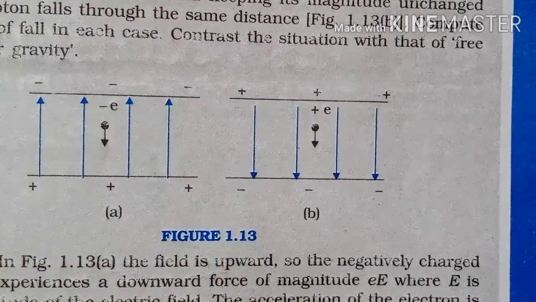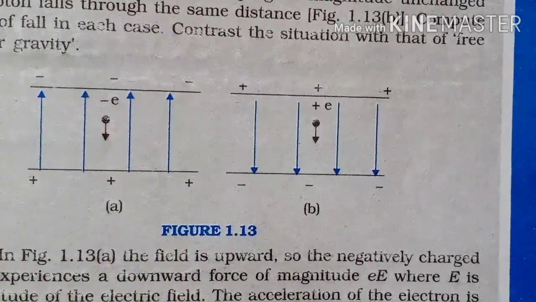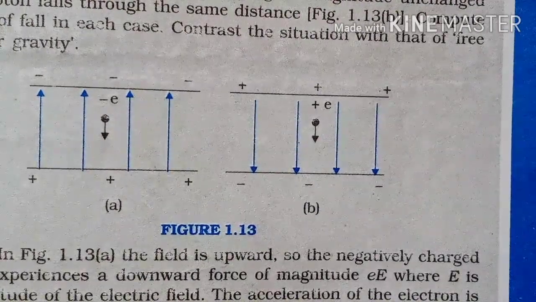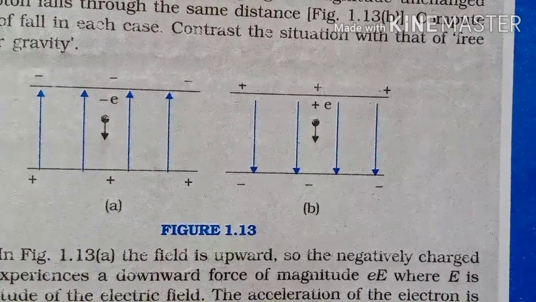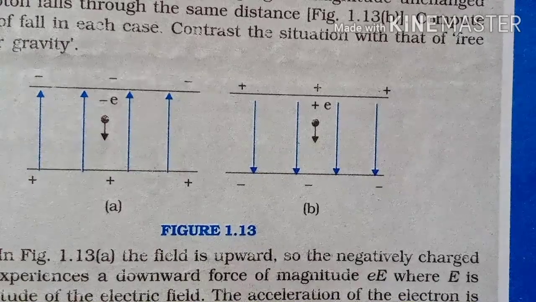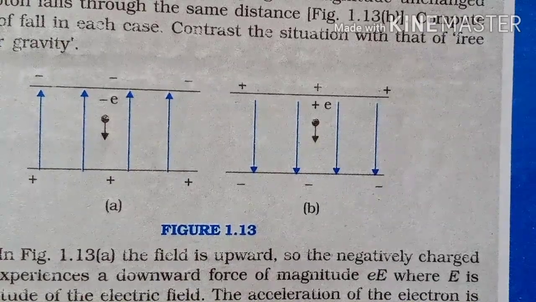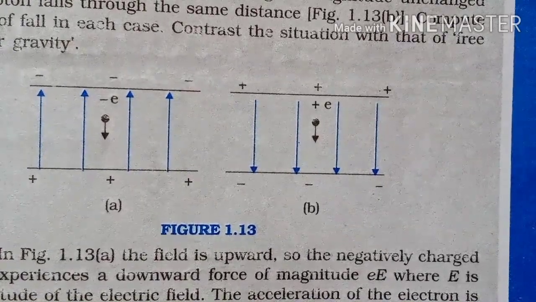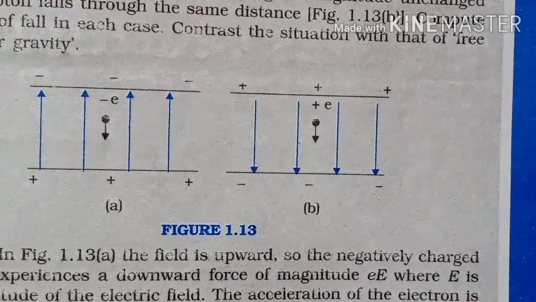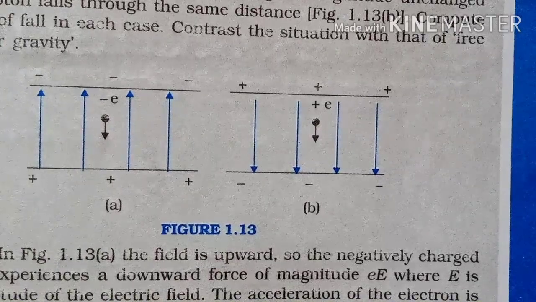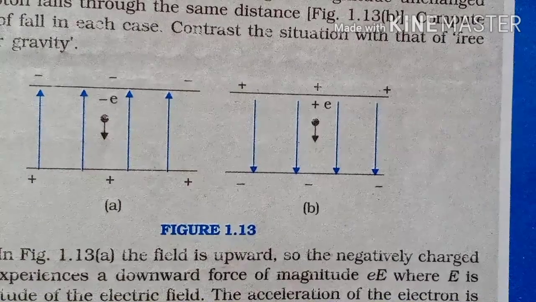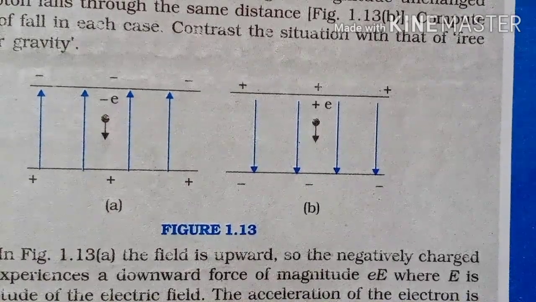In this example, we have not considered the effect of gravity. Why? Because the value of gravitational acceleration is 9.8 meter per second square, while the acceleration of electron and the acceleration of proton due to electric force is very large, that is of the order of 10 to the power 15 meter per second square and 10 to the power 12 meter per second square for electron and proton respectively, which is much greater than acceleration due to gravity. Therefore, we have neglected the effect of gravity in this example.